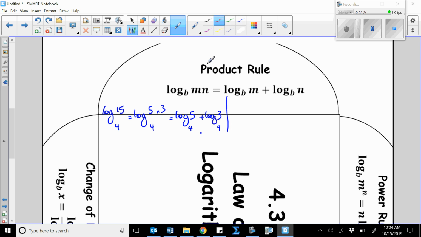We need to be careful about some mistakes that we might make here. For example, if you have log of 5 times log of, let's say, 4 with base 3, this cannot be equal to log of 5 plus log of 4. So you should have the log of a product of two terms, not the product of two logs. So be careful about this point.